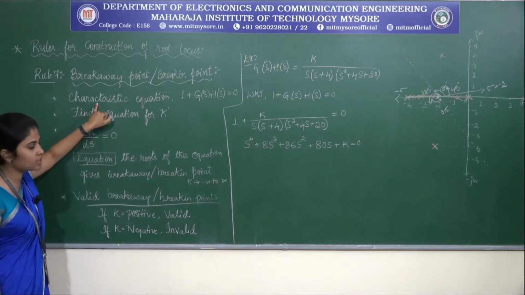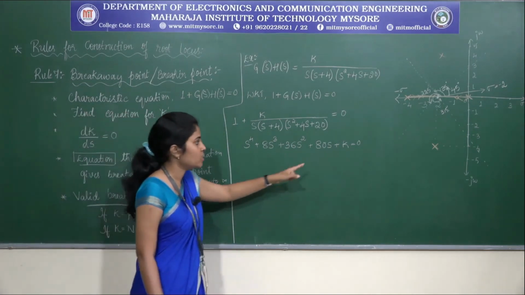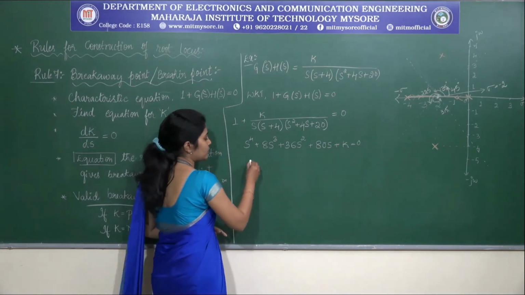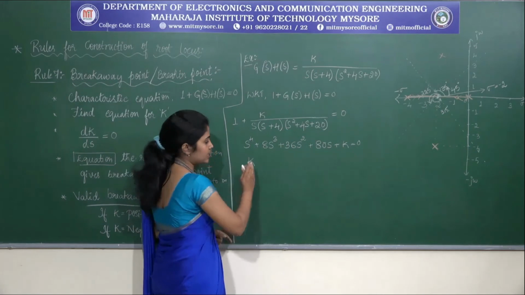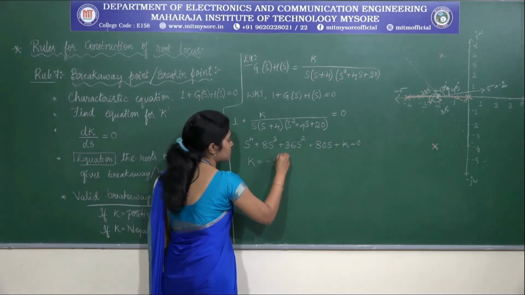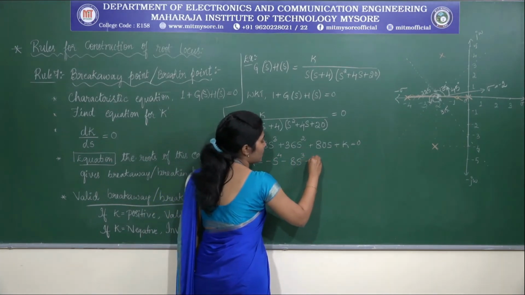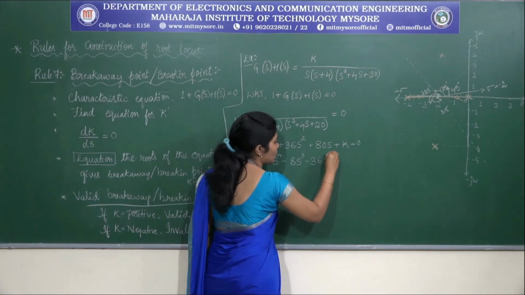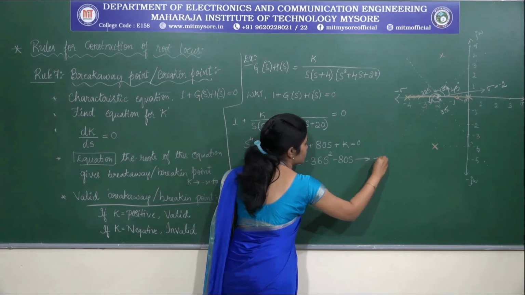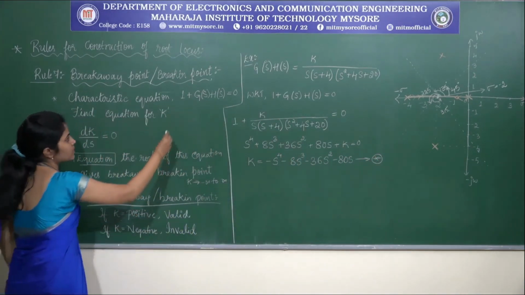From this characteristic equation, I need to find the equation for k in terms of s. So I will keep k on the left hand side and move the rest of the terms to the right hand side. This becomes k equals minus s to the power 4 minus 8s cube minus 36s square minus 80s. Let us term this equation as equation star. Clear? So this step is done.